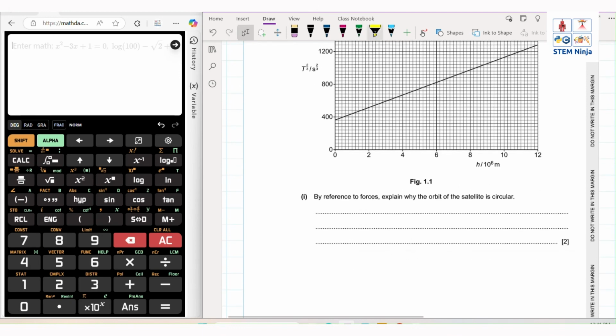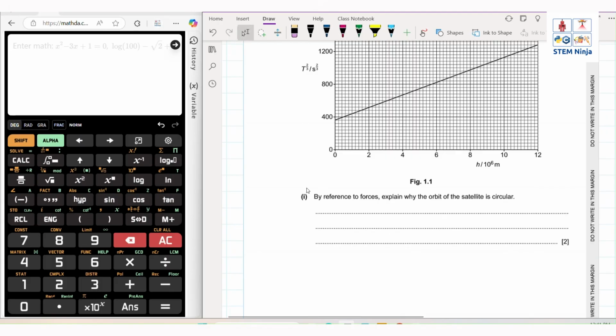Now had the question been just simply explain why the orbit of the satellite is circular, we just had to explain that the centripetal force is provided by the gravitational force acting on the satellite towards the center of the planet. However, they're asking for by reference to forces, so that means we need to be a little bit more specific about this. What's more specific is that the gravitational force acting is perpendicular to the direction of motion, which actually qualifies for the circular motion.